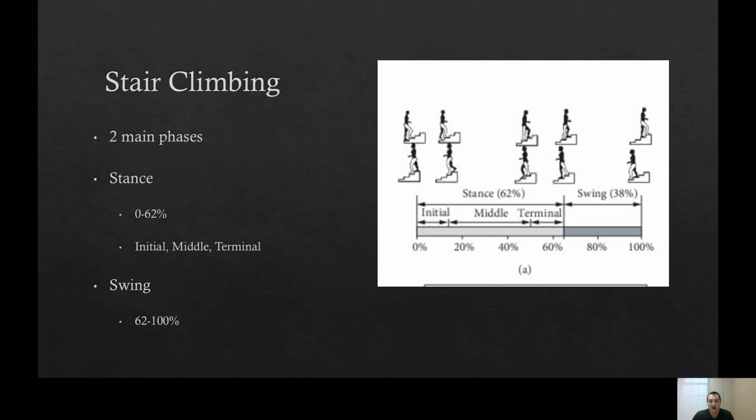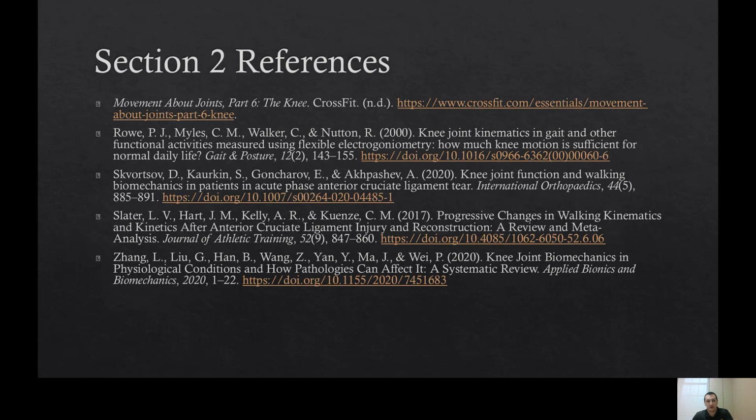So in doing that, you're not actually hinging. The knee actually looks like it's more of a rolling motion. And then here are my references. And then Taylor is going to come in and cover some other stuff.